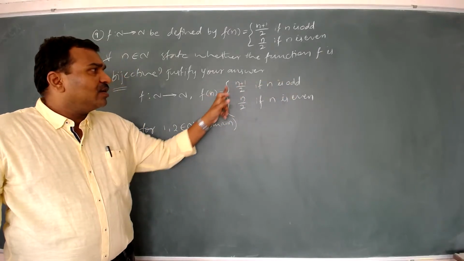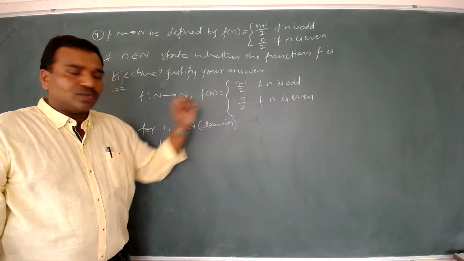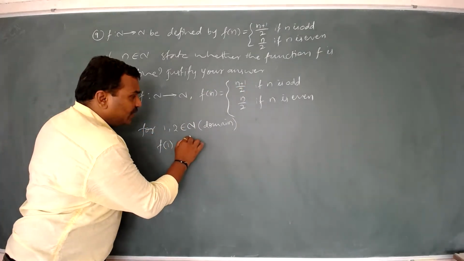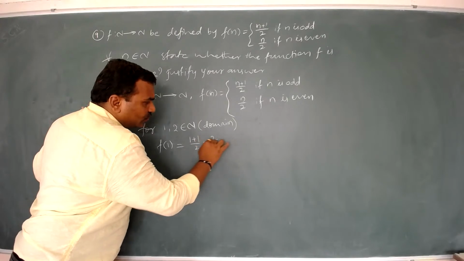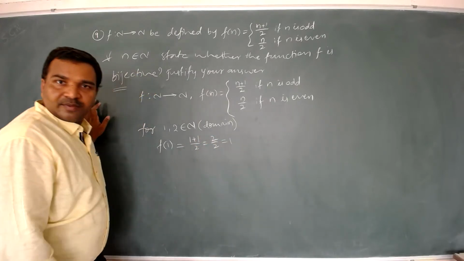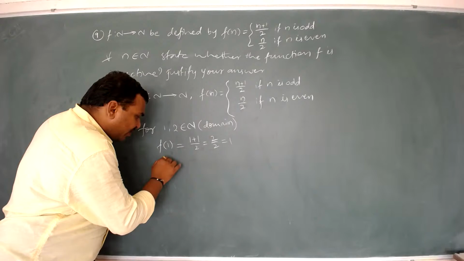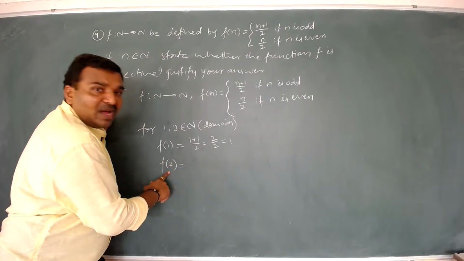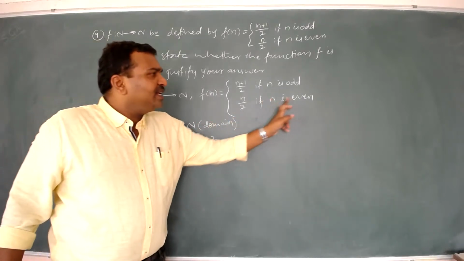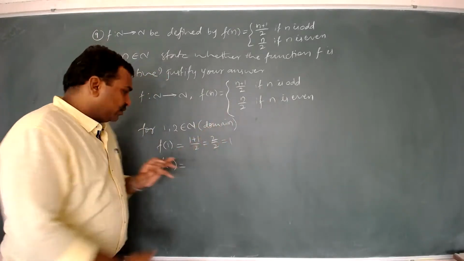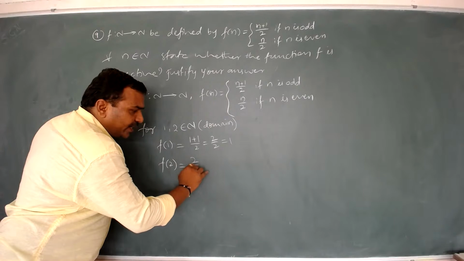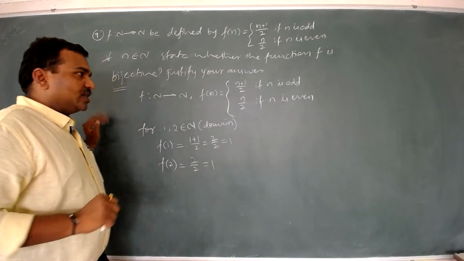f of 1, (n plus 1) by 2. So in place of n, what is there now? 1 plus 1 divided by 2, 2 by 2. Answer is 1. Correct. Next, take f of 2. What is 2? Even. If n is even, we have to take f of n as n by 2. Correct. What is n? 2 by 2. Answer is 1. Try to understand.